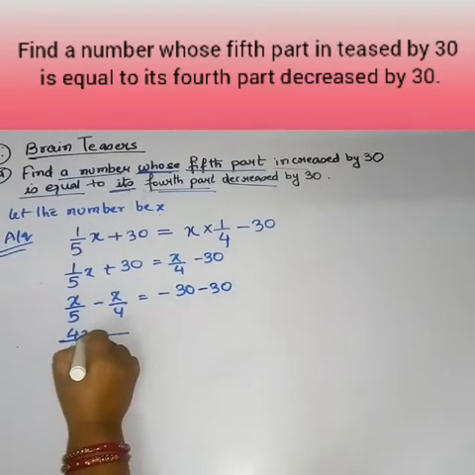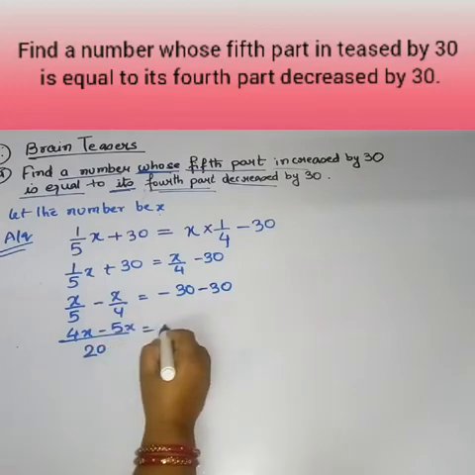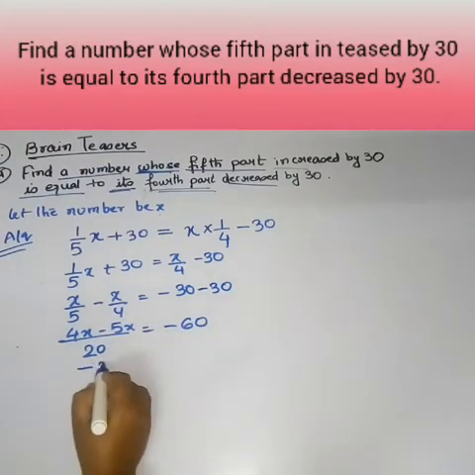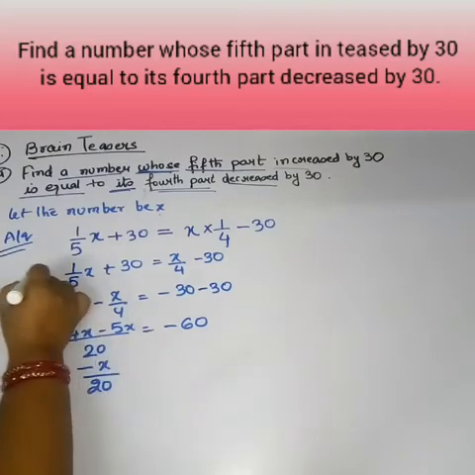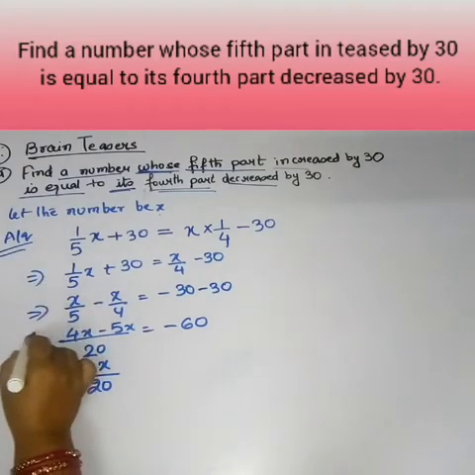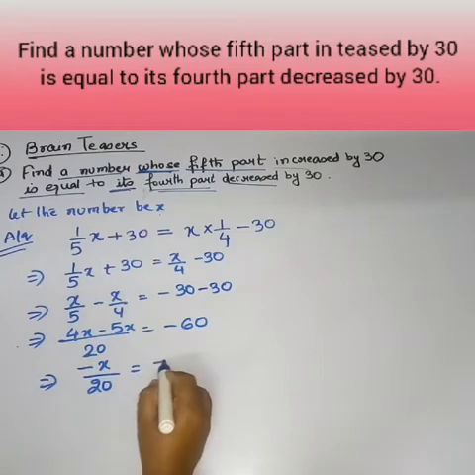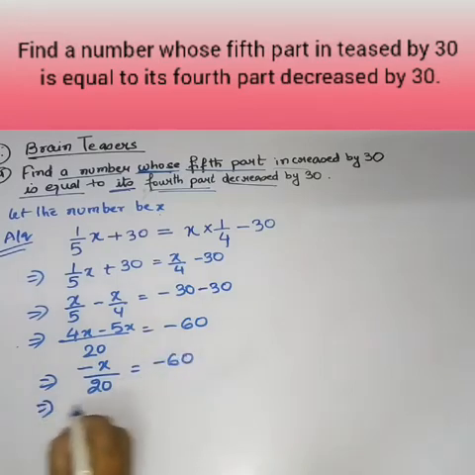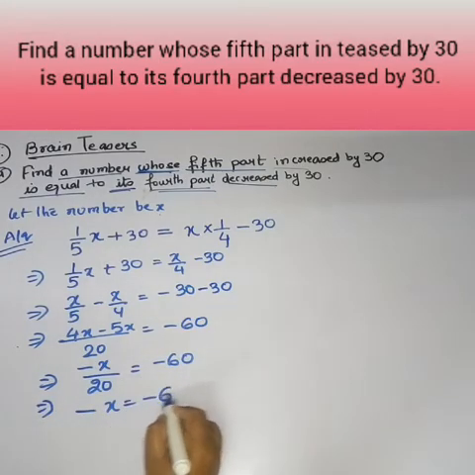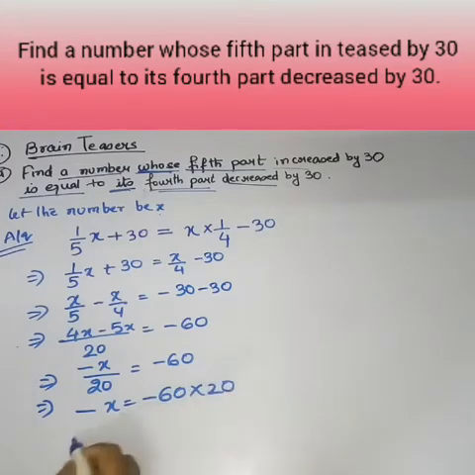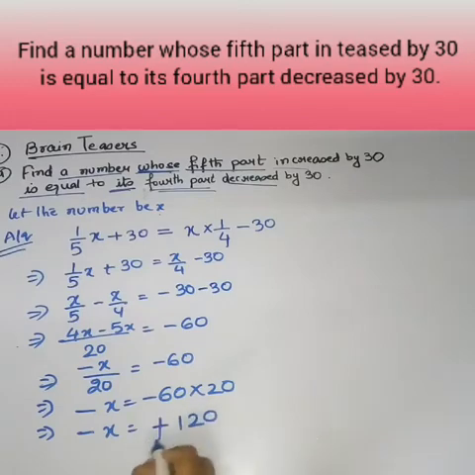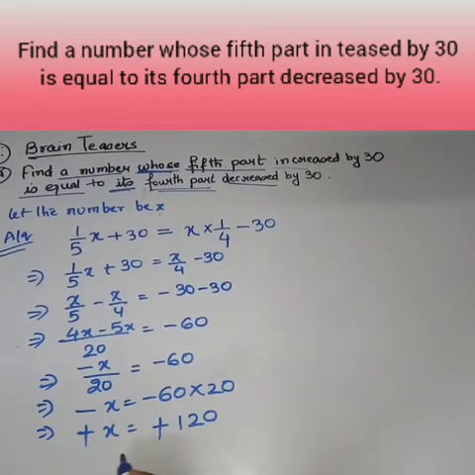This is 4x minus 5x. This is equal to minus 60. So minus x by 20 is equal to minus 60. Now this can be written as minus x is equal to minus 60 into 20, and we'll get here minus x is equal to minus 120. Minus and minus cancel out, and we will get that x is equal to 120. Therefore, the number is 120.